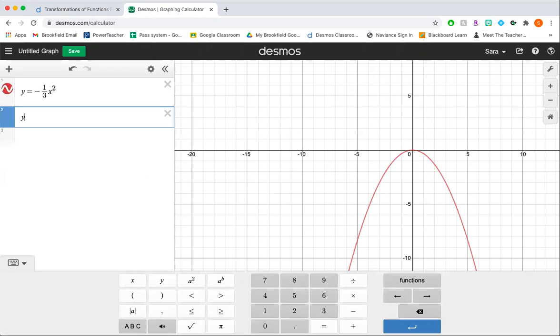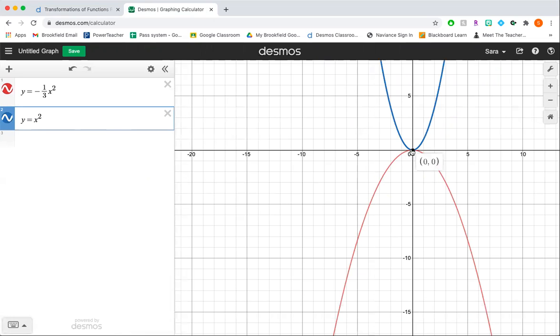And I can compare it to the original. Notice compared to the original, it is upside down. That is because of the negative out in front. That's what turned it upside down. And then it is wider, and that's because of the 1/3. So that's my reflection and my shrink.